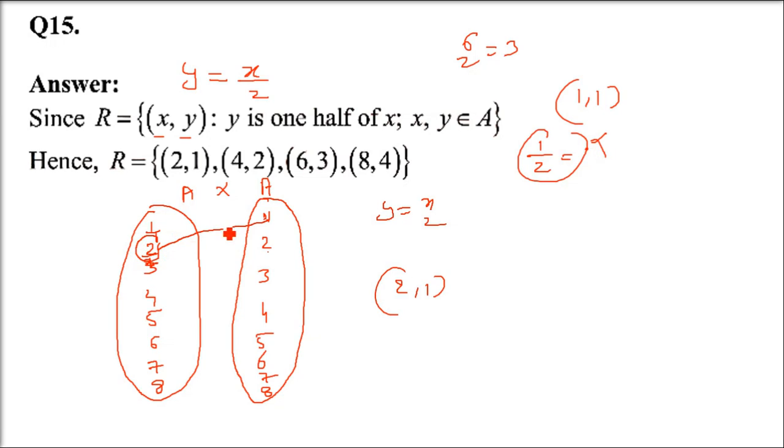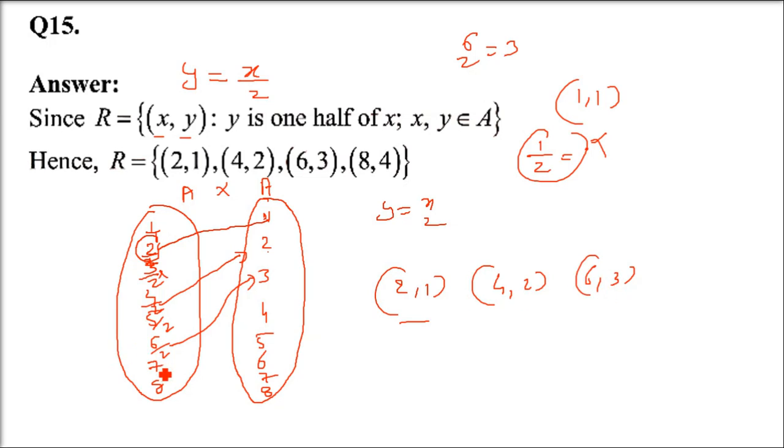2 divided by 2 is 1, so we can relate this. So 2, 1. 3 divided by 2, there is no 1.5 on the right hand side. 4 divided by 2, yes it is there. So 4, 2 you take. Then 5. 5 divided by 2, 2.5 is not on the other set. No. 6 by 2, 3. Yes, it is there. So 6, 3.